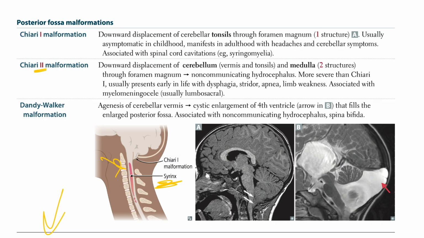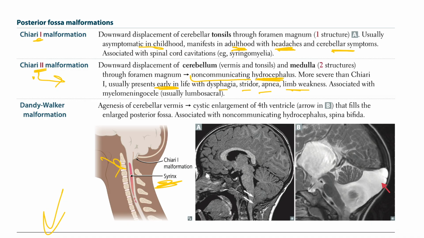Because Chiari 2 is more serious, it is going to present early in life. Chiari 1 is not that serious, so it's going to be asymptomatic in childhood. But as the patient grows old, in adulthood, you're going to get these headaches and these cerebellar symptoms. With Chiari 2, all you're getting is, first of all, non-communicating hydrocephalus, high yield, and it's going to cause dysphagia, stridor, apnea, limb weakness. So we talked about these two things of the cerebellum.